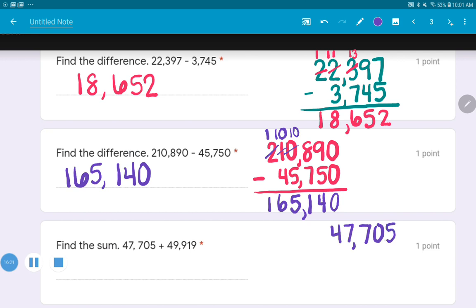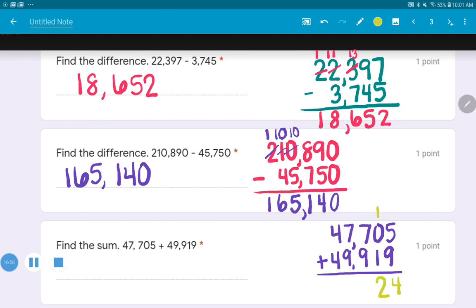47,705 and 49,919. I don't like how there's a bunch of 9s in it. All right, so what do I do now, Harper? 5 and 9 equals 14. Okay, so I'm going to write down the 4 and regroup the 1. 1 plus 1 is 2.